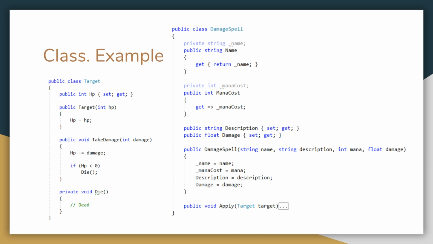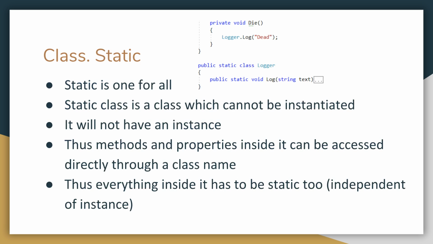Okay, so this is the example implementation of the DamageSpell and Target classes. I will move back to this example a bit later when I cover all the theory, and how we work with it. And let's move on to the last thing I wanted to mention, and that is static.